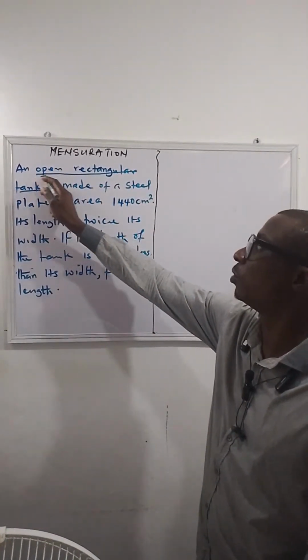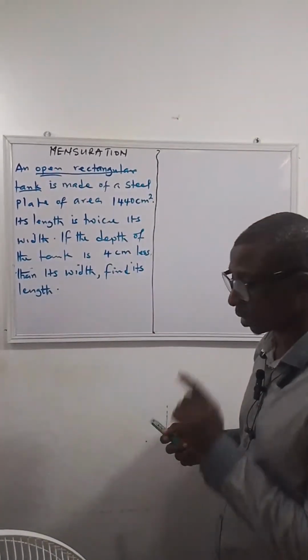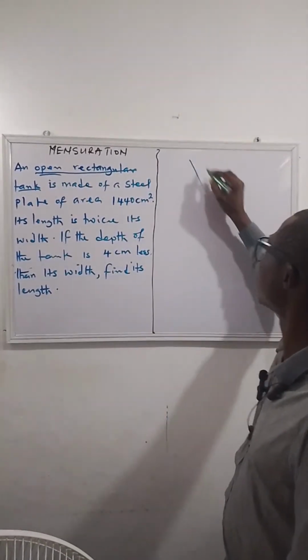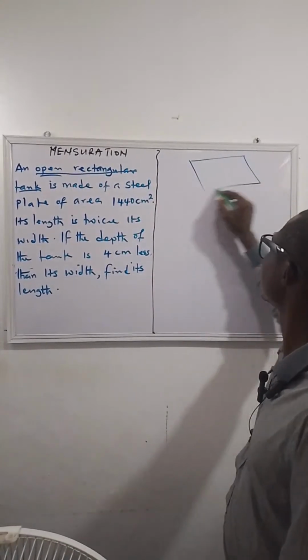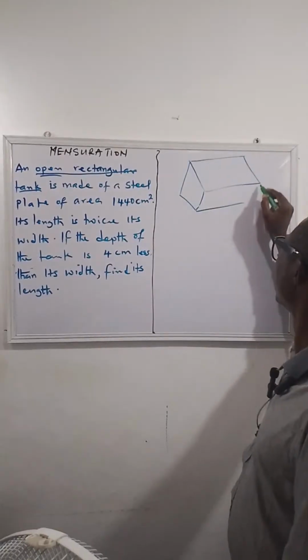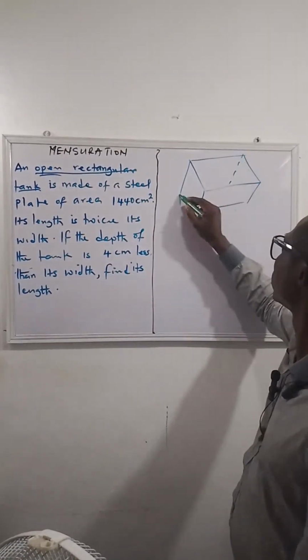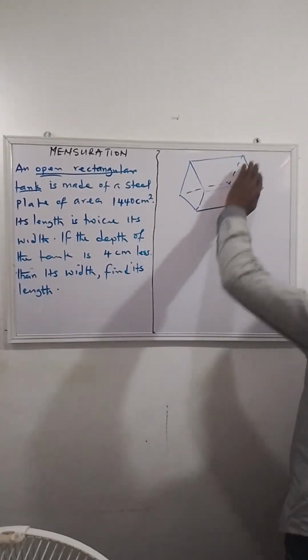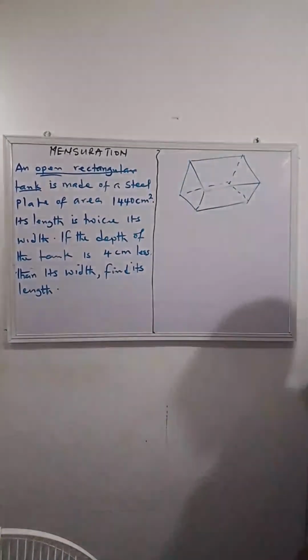Now, when you look at the question, you can see it says open rectangular tank. So the word open is very, very important. We have to put our attention to that. So let us sketch the diagram. It's like this. It's going to have a shape of a cuboid. Everywhere is closed except the top here.